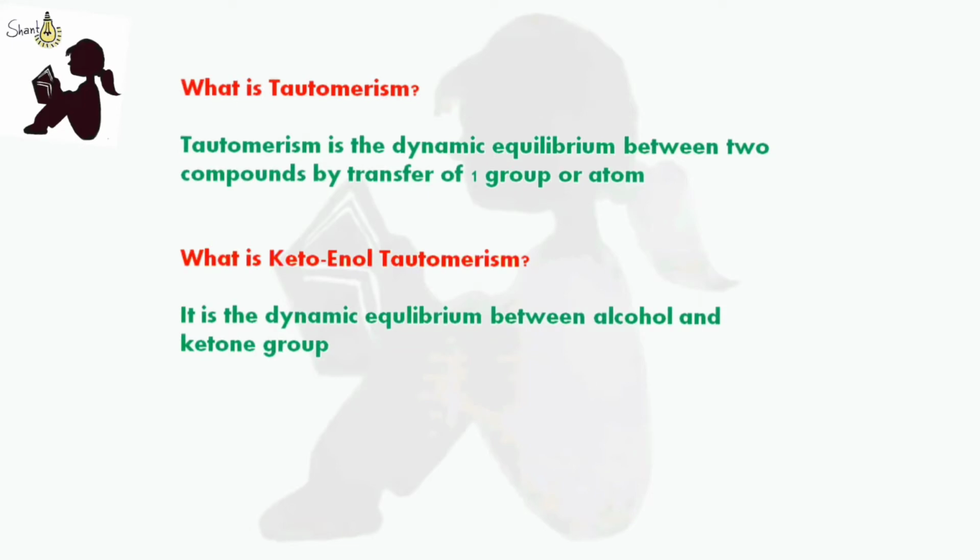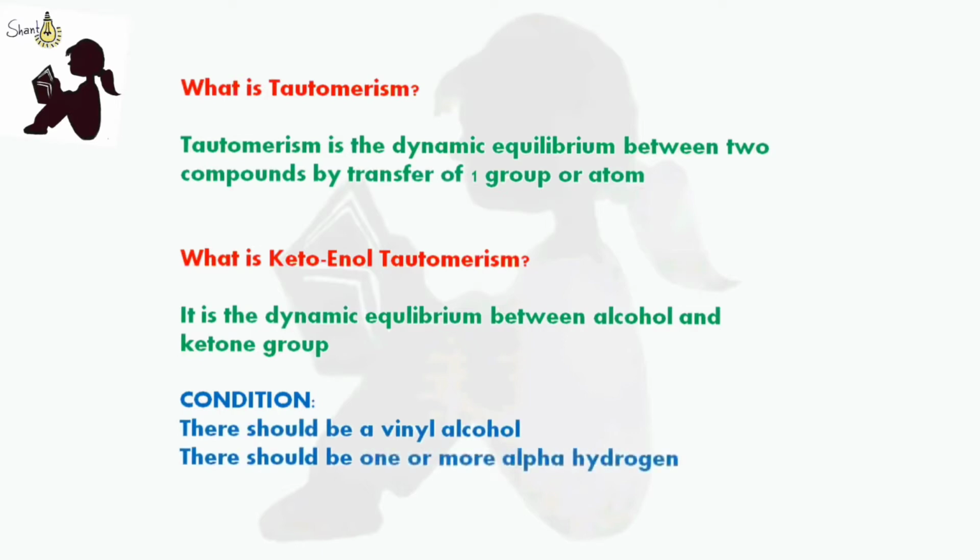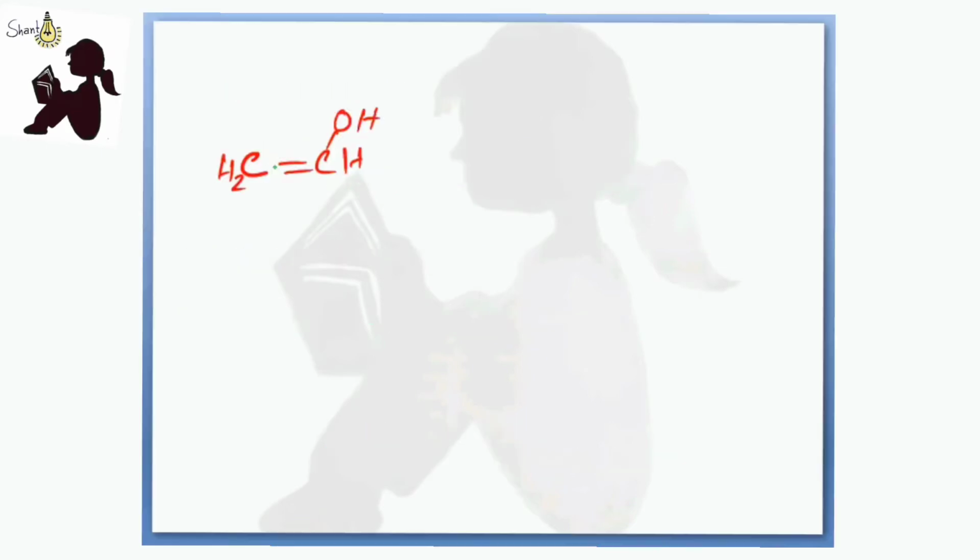Now, there are certain conditions for keto-enol tautomerism. So, let's see them. That is, there should be a vinyl alcohol in this keto-enol tautomerism. Also, there should be one or more alpha hydrogen. Okay. Now, let us see some examples.